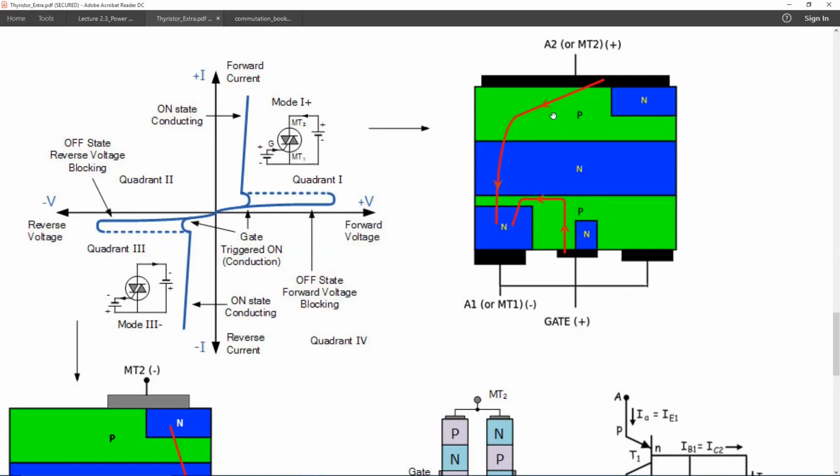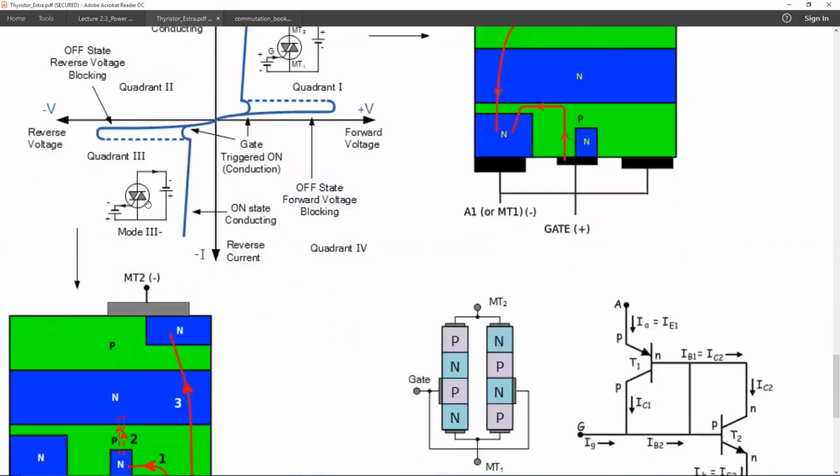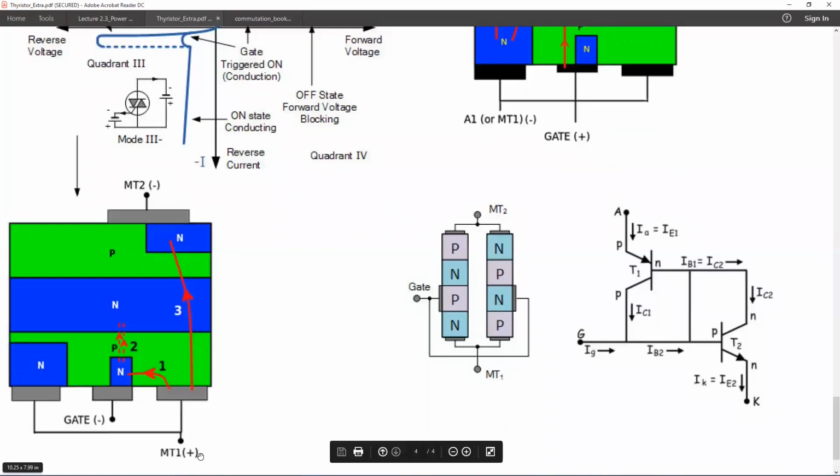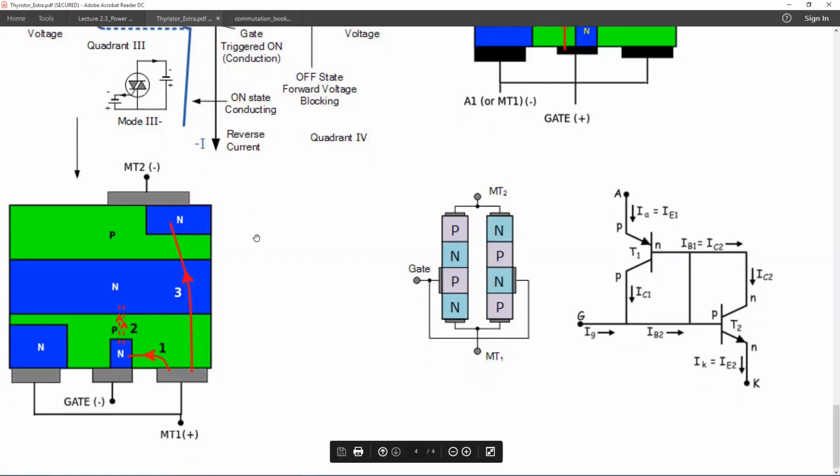So if we provide a positive voltage in a PN structure and a positive current in this P region with respect to this N region, it will act like a normal thyristor, and the current will flow from MT2 to MT1. In case of quadrant 3, terminal 1 is at higher potential and both the gate and terminal 2 are at lower potential. So in this case, the path will be this PNPN, this PNPN.